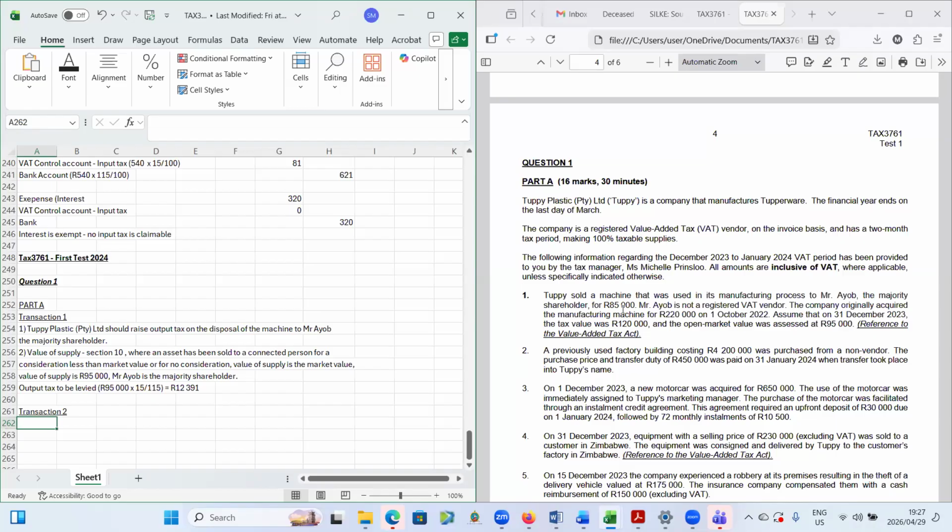Transaction 2. A previously used factory building costing 4.2 million was purchased from a non-vendor. The purchase price and transfer duty of 450,000 was paid on 31 January 2024 when the transfer took place into Tapi's name. So what are the tax implications here? Remember, when they ask you about the VAT implications, you have to look at whether input tax must be claimed, whether output tax must be levied, whether input tax was denied, or if a transaction is exempted.